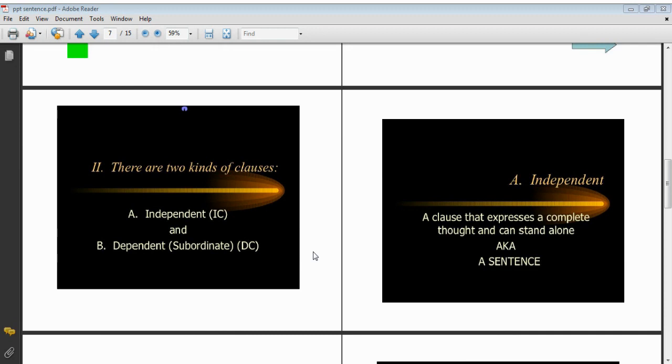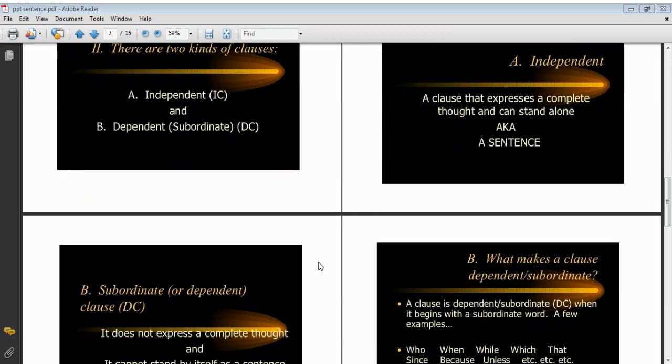Independent clause and subordinate clause, and the other name of subordinate clause is dependent clause. So first of all, we have to see what is an independent clause. Independent clause means that it can express a complete idea, a complete thought, and it gives a complete meaning, and it can stand alone. It does not need any other clause just to make its meaning complete.